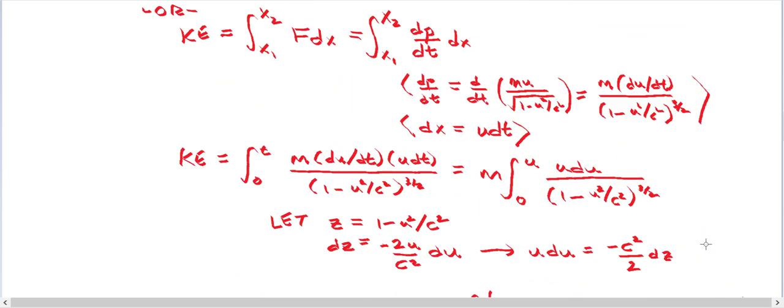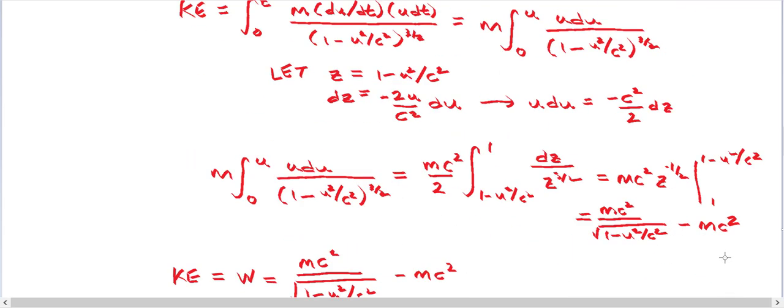Here we're going to take a slight detour, and we're going to say if we let z equal 1 minus u squared over c squared, then dz is just minus 2u over c squared times du. But we could solve this for u du. u du is going to be minus c squared over 2 times dz.